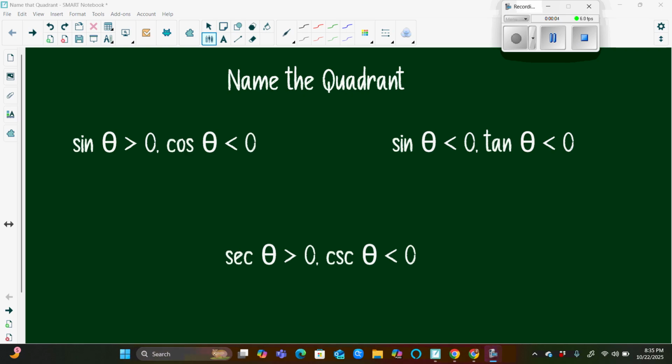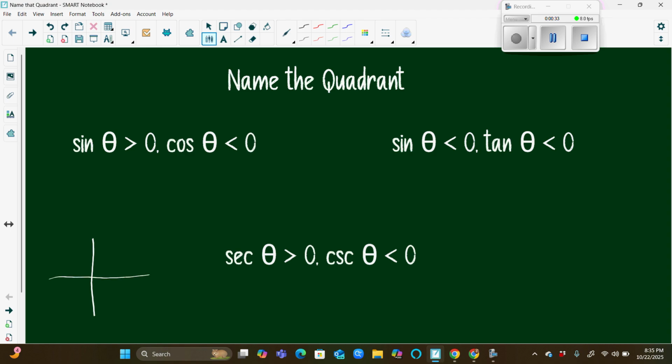Hello everyone, in this video we're going to name the quadrant. In order to understand trig functions fully, it's always important to know in which quadrants sine and cosine are positive and negative, and it will help us as we go and do other things with our trig. First of all, we're just going to go through some examples, and I'm going to draw the little xy axis over here, and we'll talk about each.